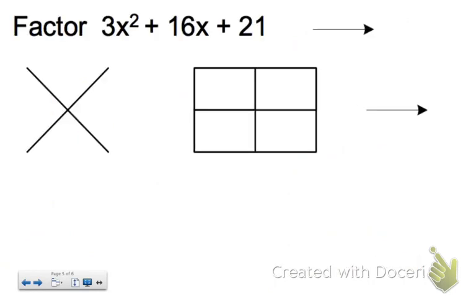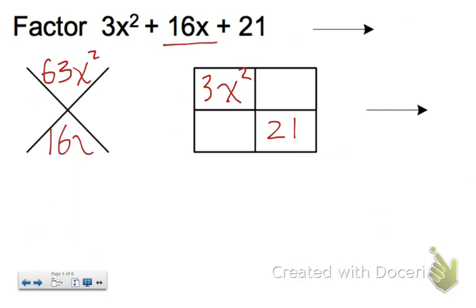So we'll try a second one. We have 3x squared plus 16x plus 21. Remember, my 3x squared and my 21 go there. Then I multiply them together to get the top of this box. So that's 63x squared. And then my middle term goes down here, 16x. And then I'm just trying to figure out what two terms, when multiplied together, give you 63x squared, and when added together, give you 16x.